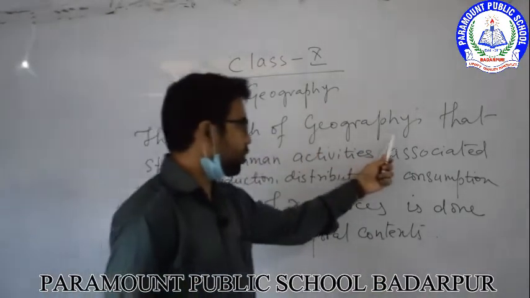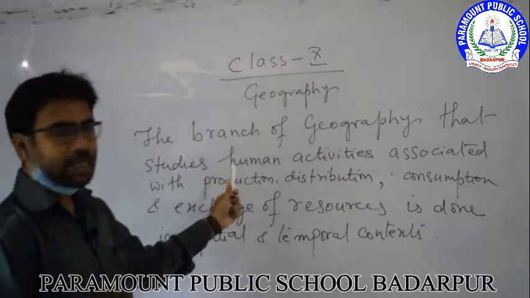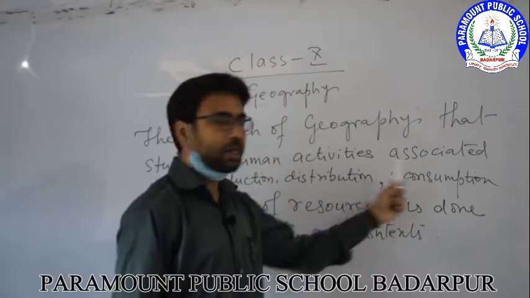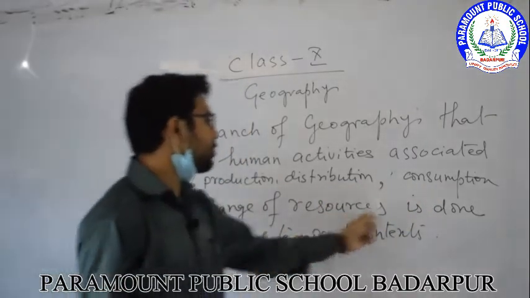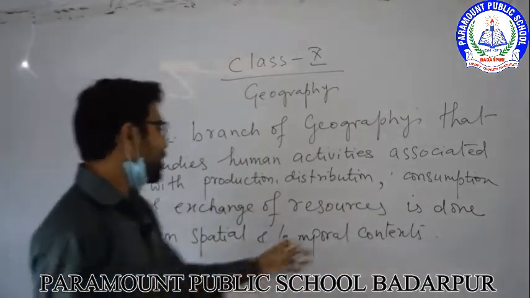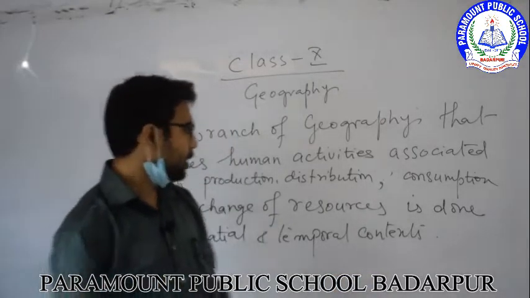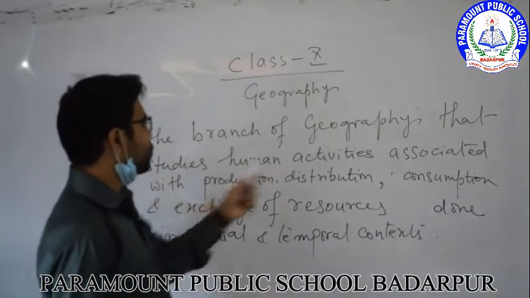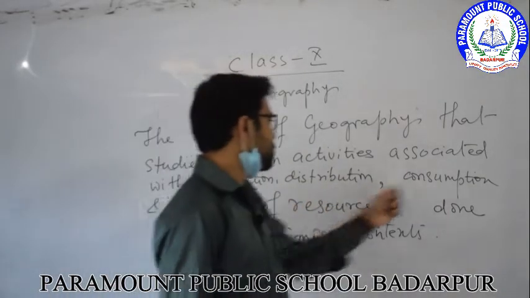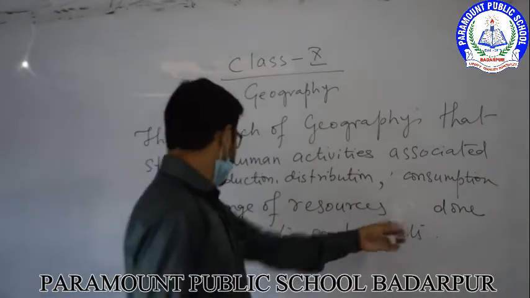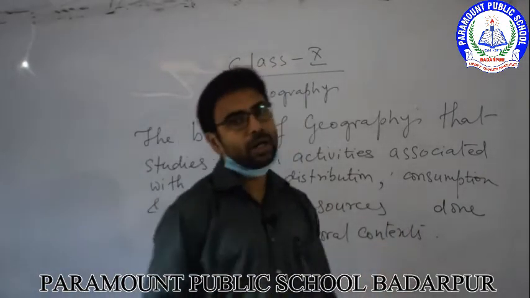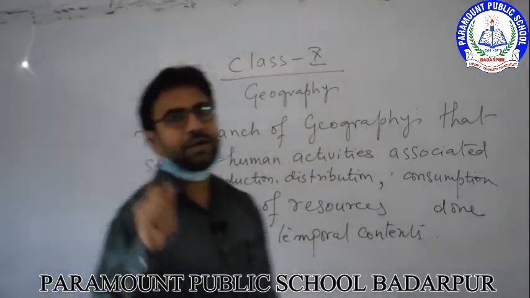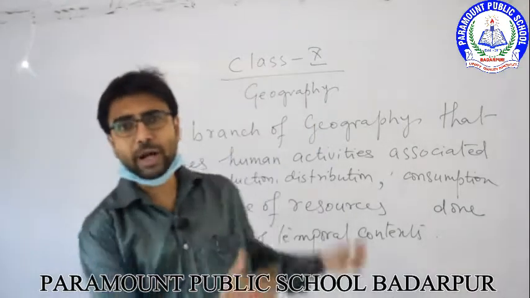It is the branch of geography that studies human activities associated with production, distribution, consumption and exchange of resources, which is done in spatial and temporal contexts. So, the branch of geography that studies human activities associated with production, distribution, consumption and exchange of resources done in spatial and temporal contexts. This is the definition of economic geography. You can write this question in the notebook as you are watching this video.